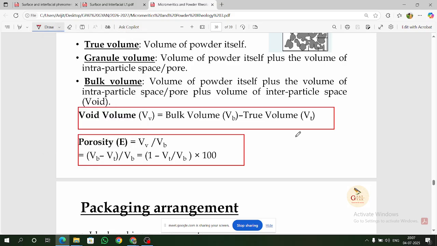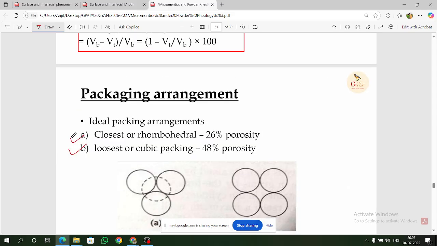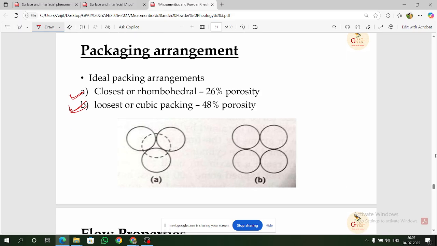If you follow this kind of equation and formula, then one thing you have to remember, that is static information, for the rhombohedral or closest system. Imagine a 3D structure, rhombohedral: there the total porosity will be 26 percent. And for a cubic packing, that is also a 3D cubic, the porosity is 48 percent. So you can visualize very easily that for the cube the porosity will be more.